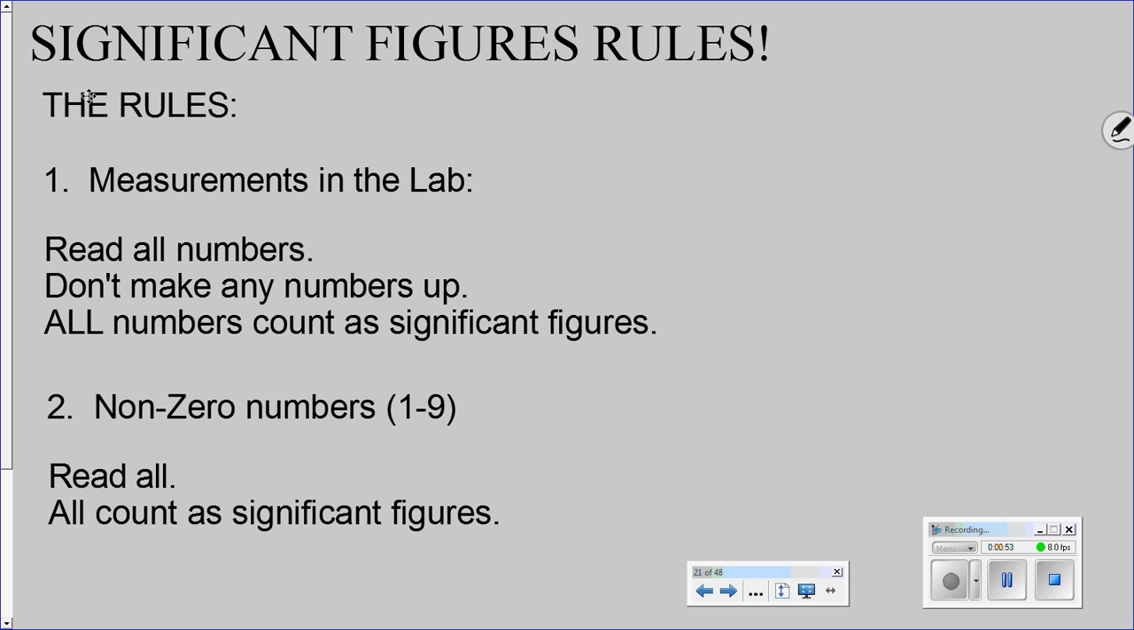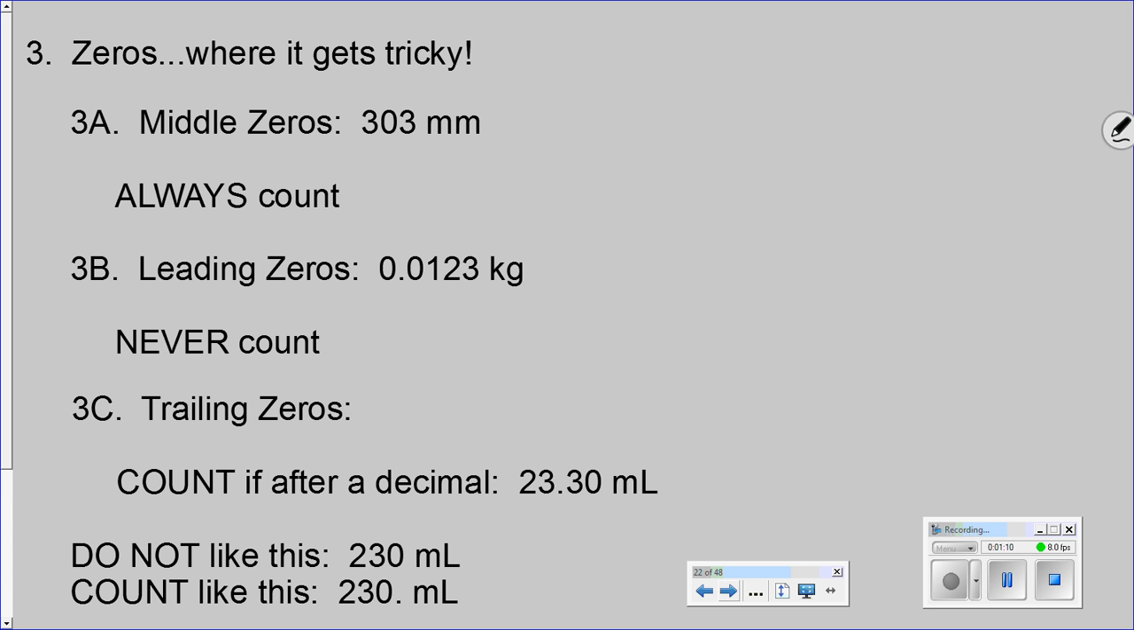If you're looking at a number that is given to you on a piece of paper that is a measurement, you're to assume that any number that is not a zero counts as a significant figure. So if you have 1.25, those are all not zero, so they all automatically count. Now, zeros are where it gets tricky. So some zeros count, some zeros don't.